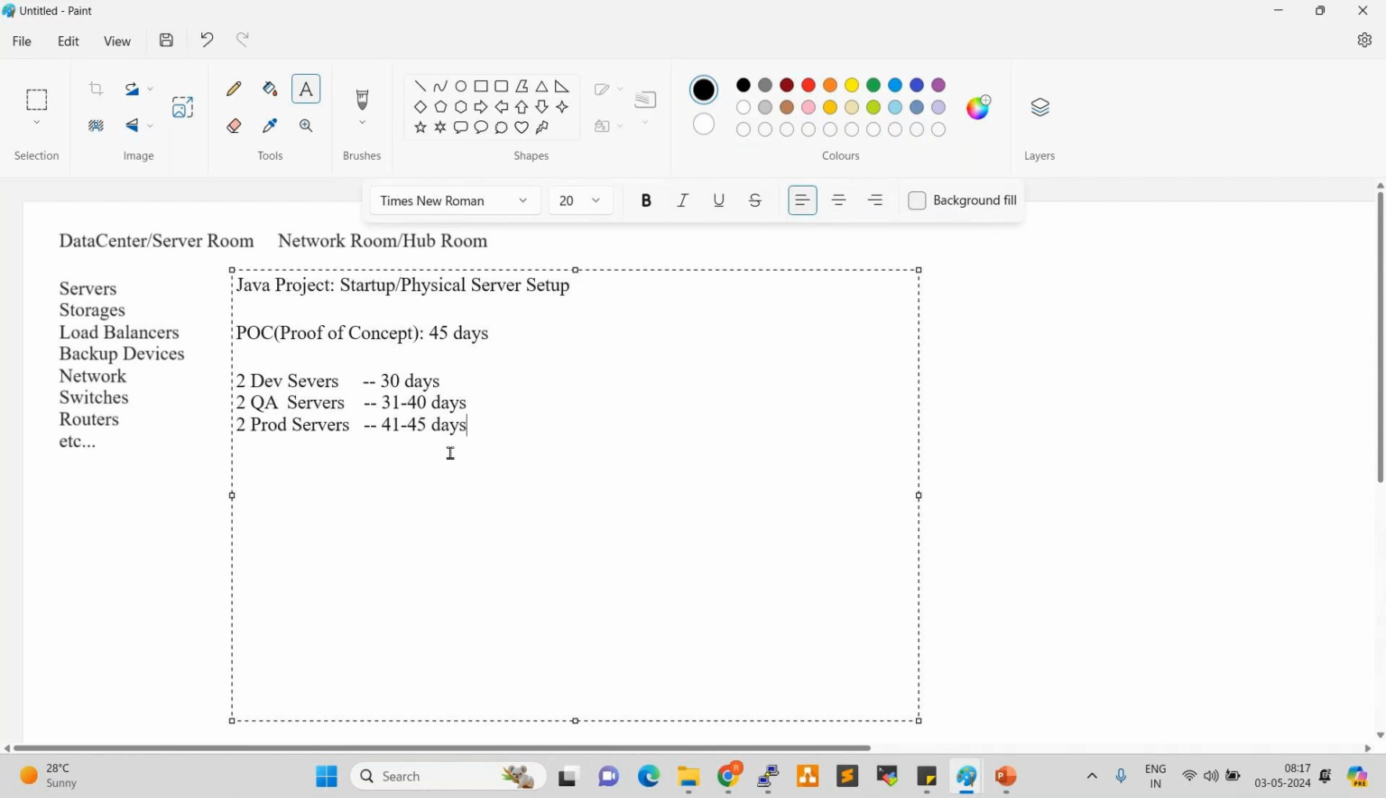Fine. If you want to set up this Java project POC, before setting up the project, the very first thing we require is licensing, right? Before setting up the servers, first we need to procure the licenses, right? So OS licenses, application licenses, all the licenses we need to buy. If you want to buy licenses, what would the minimum period be? This POC is 45 days only. But if you want to work on this POC, we require licensing. So what would the licensing period be?